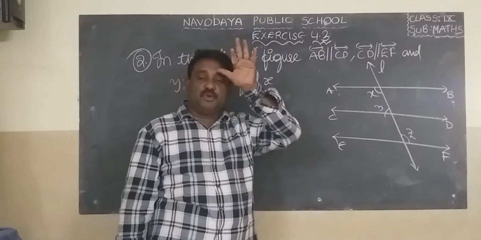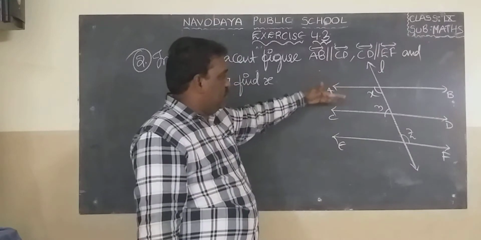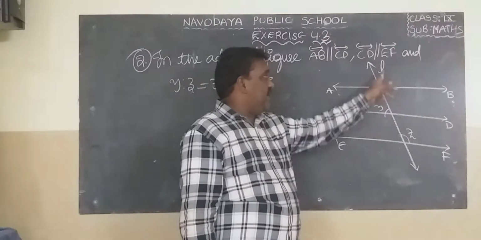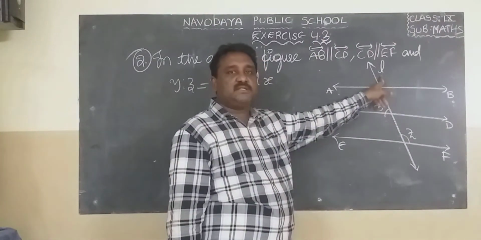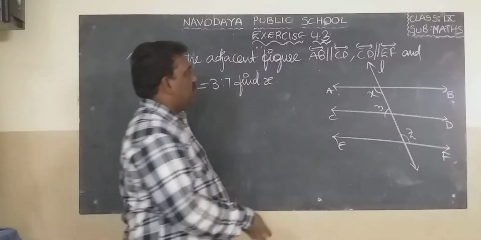Totally four lines are visible to you in the diagram. Number 1 AB, number 2 CD, number 3 EF. There is one more line. Let us name the line as L. Okay? So what is the problem?